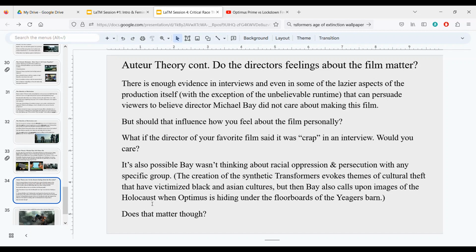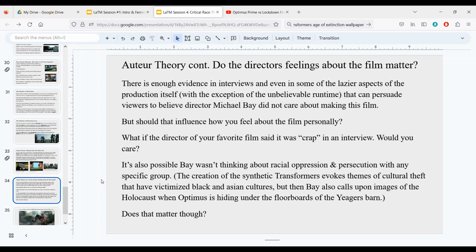It's also possible Bay wasn't thinking about racial oppression and persecution. Actually, hold on, before we get to that, do you have any responses to this besides kind of? I mean, if Rolanti said I didn't really like Making Love, Simon, I'd be a little offended. That's fair. Another Transformers film. Oh yes, another Transformers film, a better Transformers film.